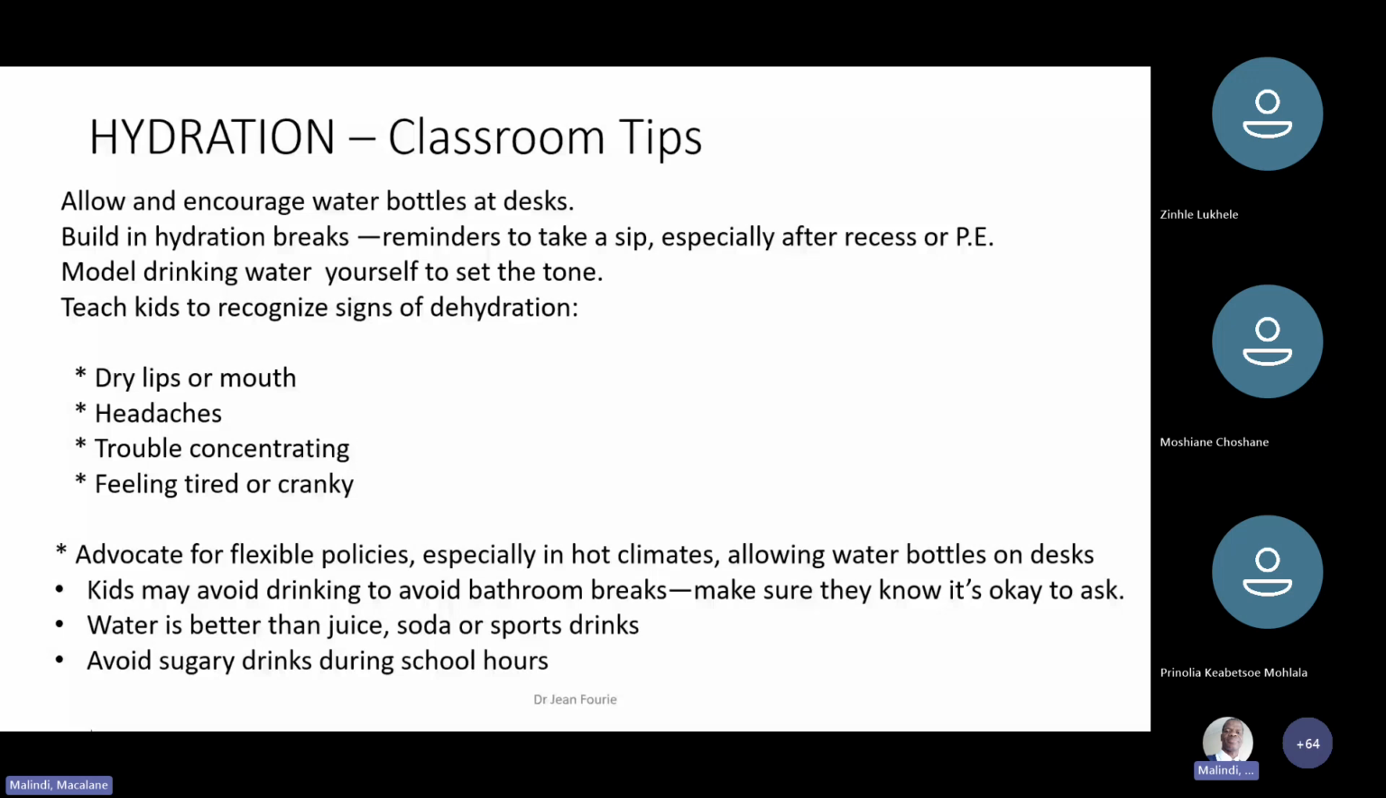As teachers, we can also advocate for policies that allow water bottles on desks, and we can be cognizant that sometimes children might not drink during the day if they do not want to go to the bathroom. Children need to know that bathroom breaks are part of their daily routines, and so they need to be having adequate water. We can also advocate that children drink water rather than juices and sodas and energy sports drinks, because often those have got too much sugar in them, and these sugary drinks do not contribute to hydration, but sugary drinks can cause these energy fluctuations, and that can cause behavior problems in classrooms.